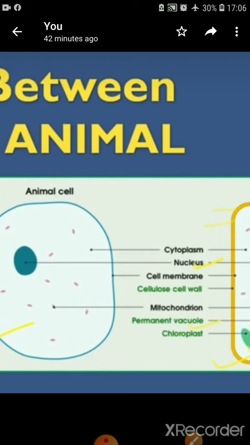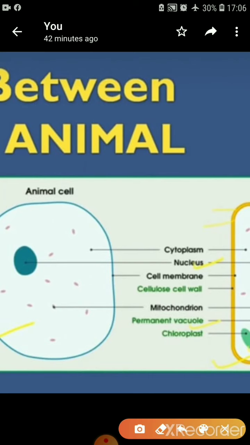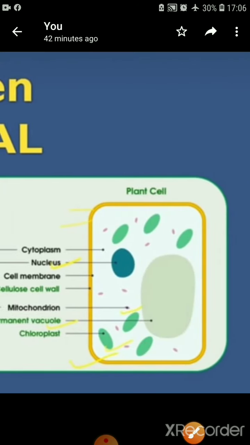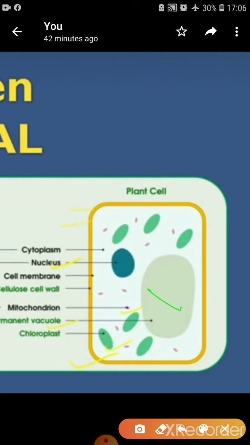But in some chances we can say in an animal cell it would be present, but it is small in size, or it will be temporary. It would be temporary in animal cells. But if we talk about plant cell, it will be present in plant cell, but it will be big in size.